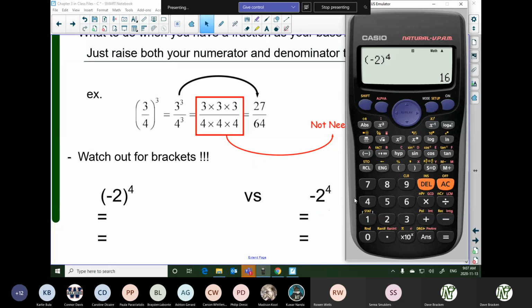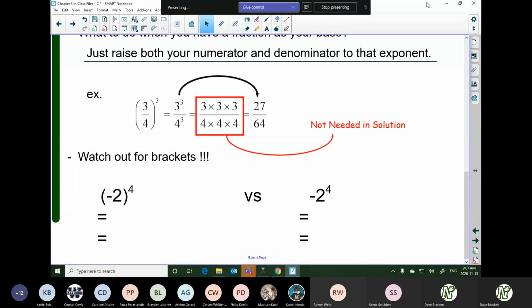But the second one without brackets, if I go back and I say clear, negative, I put my 2, and then I hit my exponent key, and I put 4, I would expect to get the same answer of 16. And when I do, I get an answer of -16. Well, what gives here? Why is it when I have brackets, I get a positive 16, and when I don't have brackets, I get a negative? The calculator doesn't lie. We entered it exactly like we saw it.